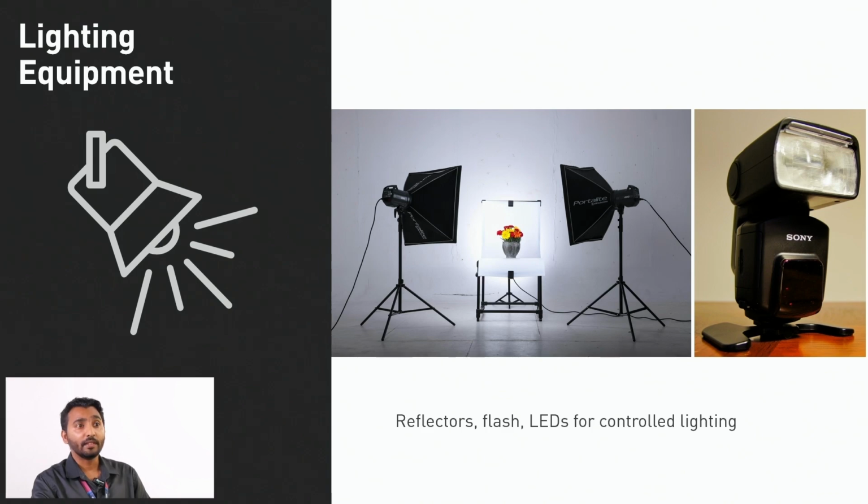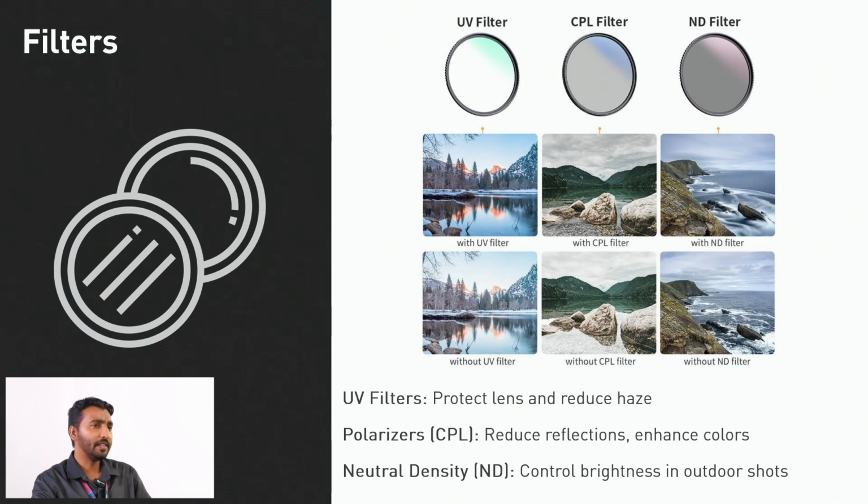Lighting equipment. These can range from simple reflectors to complex studio lighting setups. Portable options like flashes or LEDs are also popular for controlling light in any environment. Filters can enhance images by reducing reflections, controlling brightness, or adding effects. Some of the common filters include polarizers, neutral density, and UV filters.